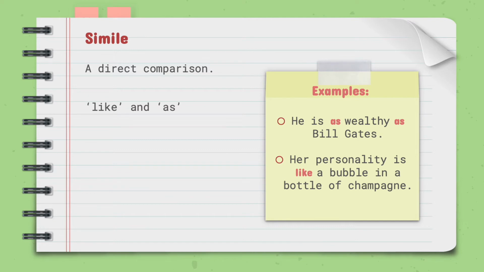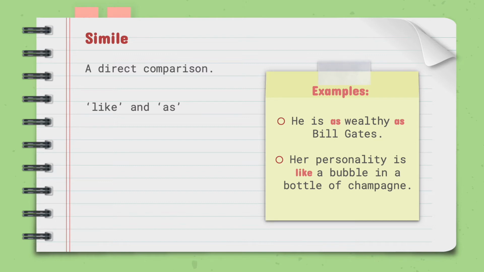To begin the comparison, we will look in depth at what a simile is. A simile is a direct comparison that always contains the words like or as. In the examples below, the first example says, he is as wealthy as Bill Gates. This example can be identified as a simile due to the word as being used in it. This is a key feature that we look for to identify if a sentence is a simile or not.